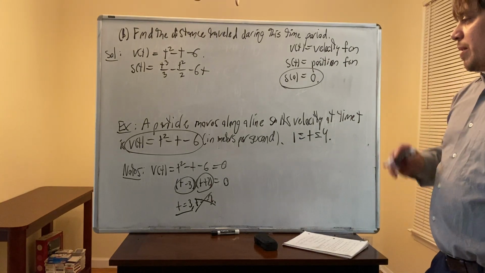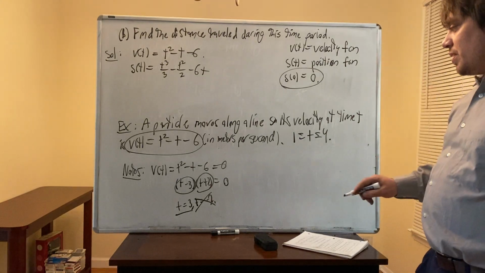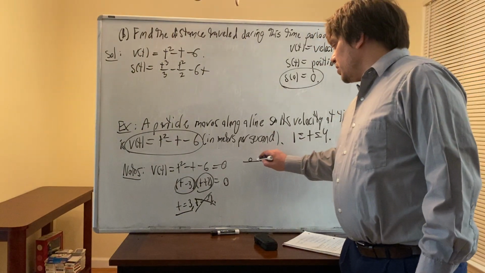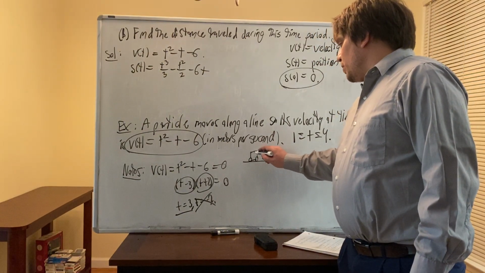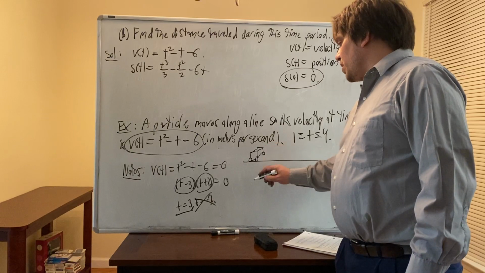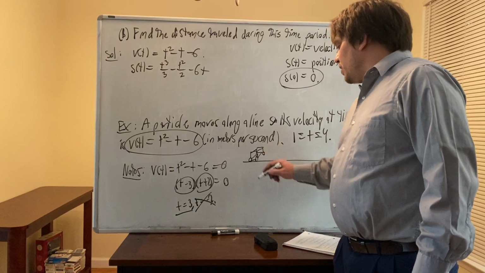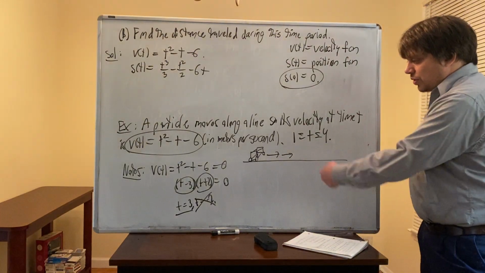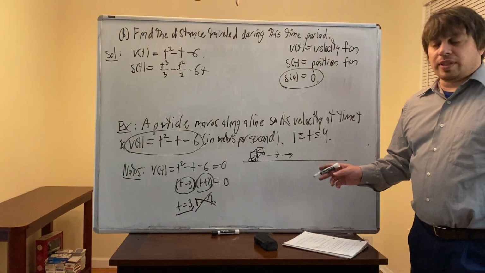Okay, so what does that mean? Well, let's think of a side example for a second. Let's say you were in a car, and it's driving. You're driving forward along the road at 20 miles per hour.